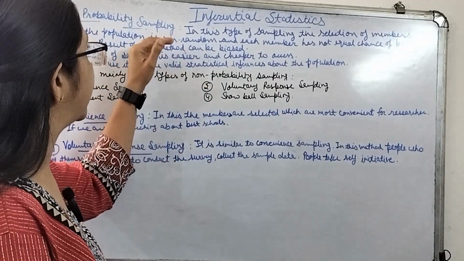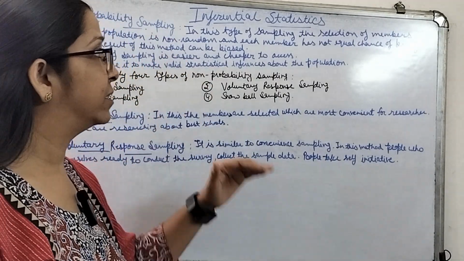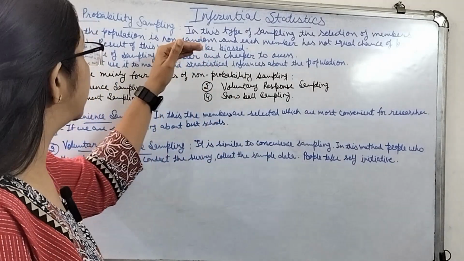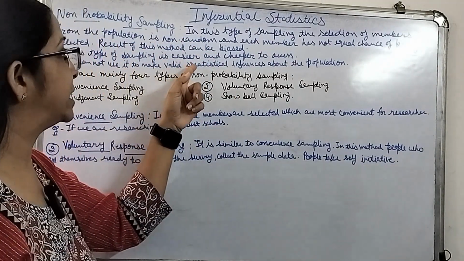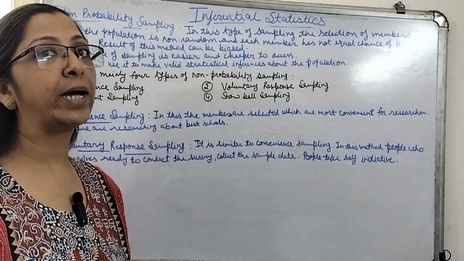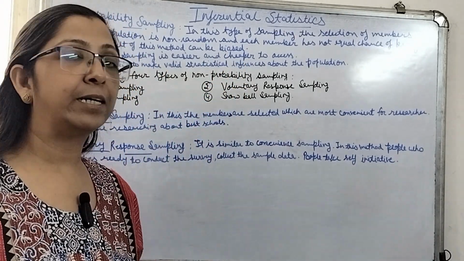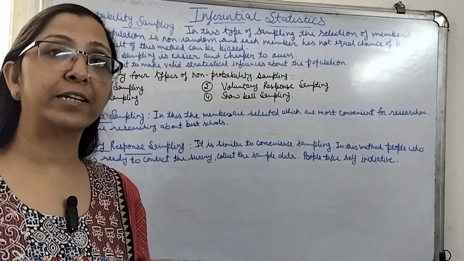That means it is having biased results. The results from non-probability sampling will be biased. But this type of sampling is very easy and very cheap to access. Why is it easy? Because biasness is there. We are selecting the persons as per our convenience.